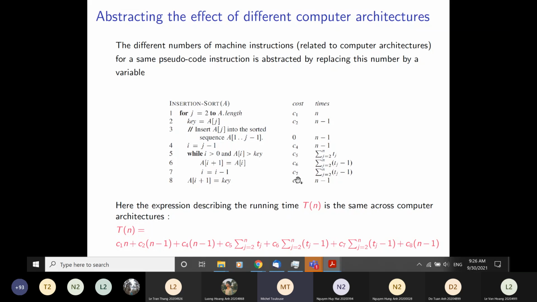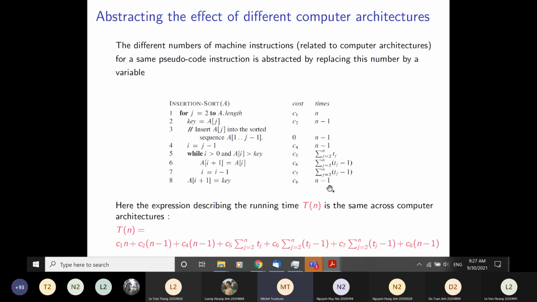This is going to be different for each computer. Okay, so each computer has a different set of machine instructions. So the number of machine instructions here is going to be different for each computer. And we don't want to consider this. We don't want to calculate how many machine instructions are executed because we want to abstract ourselves from there. We don't want our calculation of the running time to depend on the hardware. So we abstract this by these variables. So C1 is a variable that depends on the hardware, C2 is a variable.